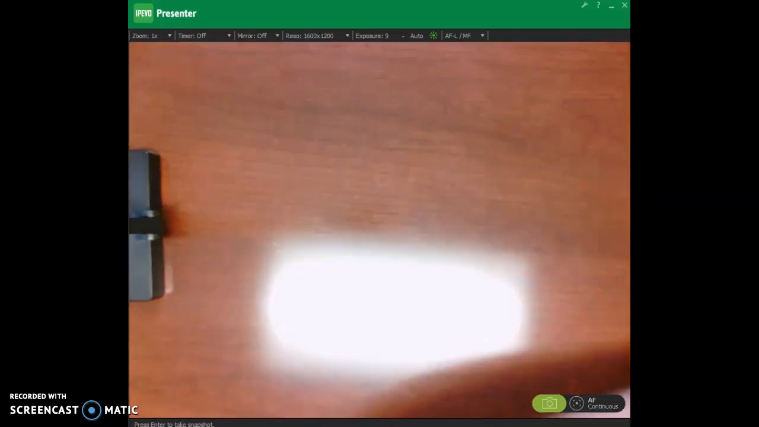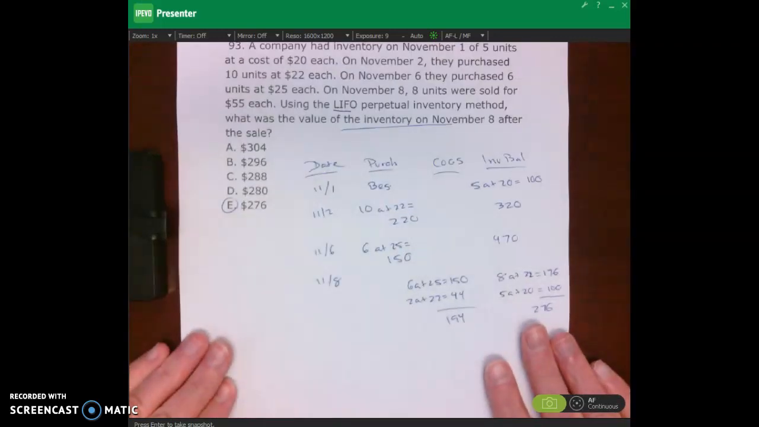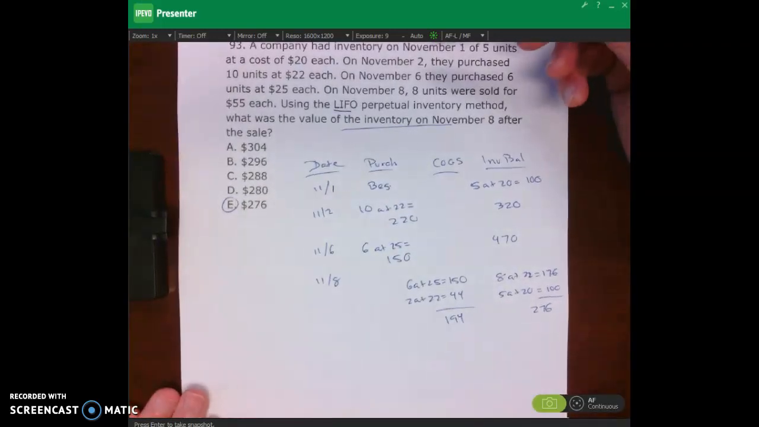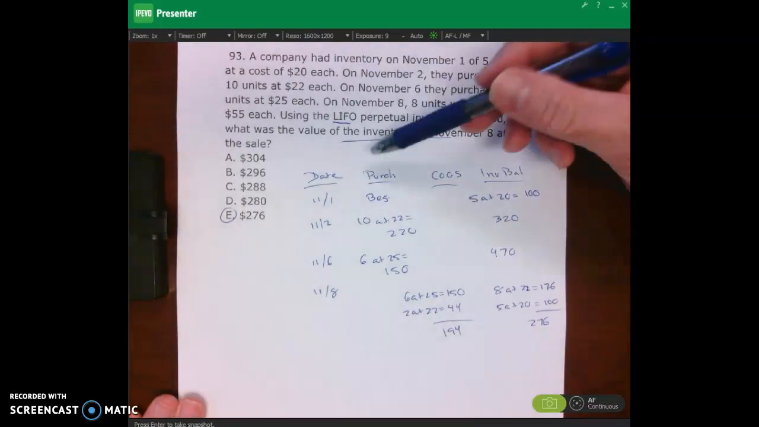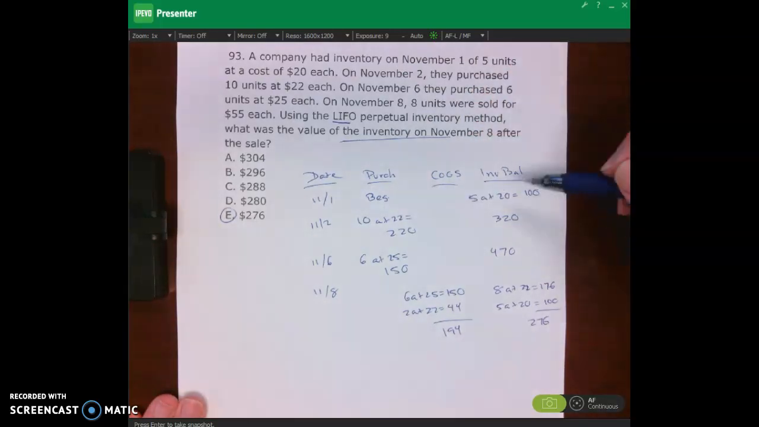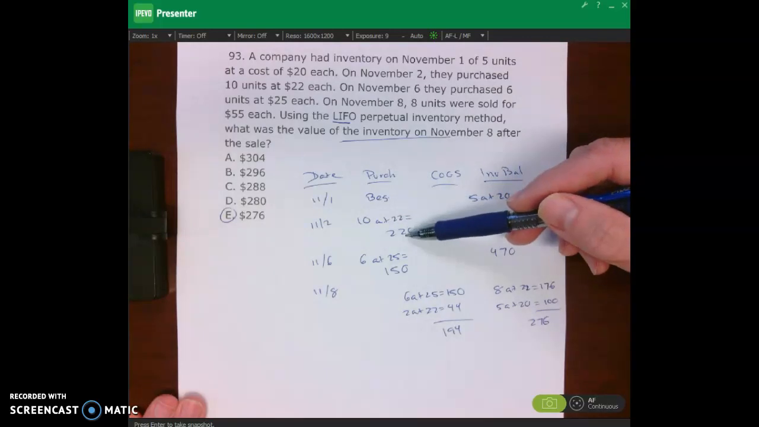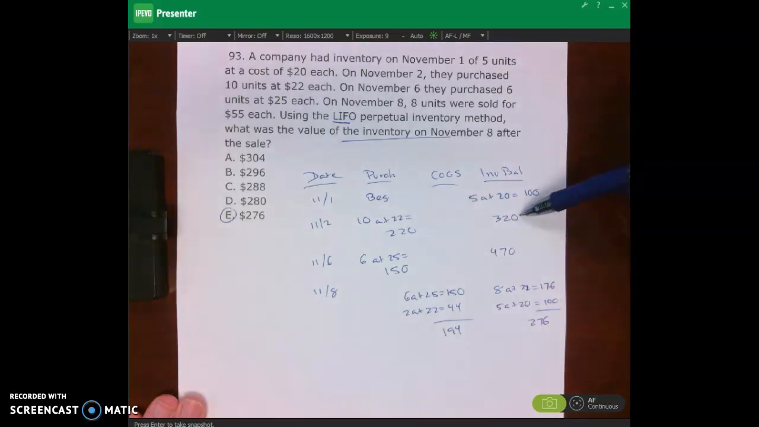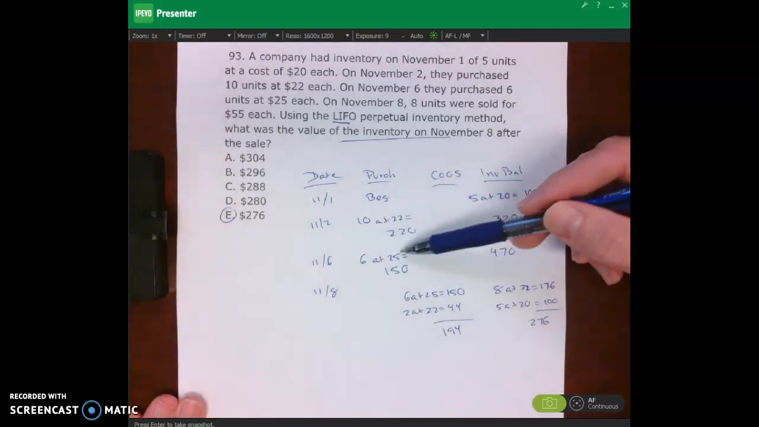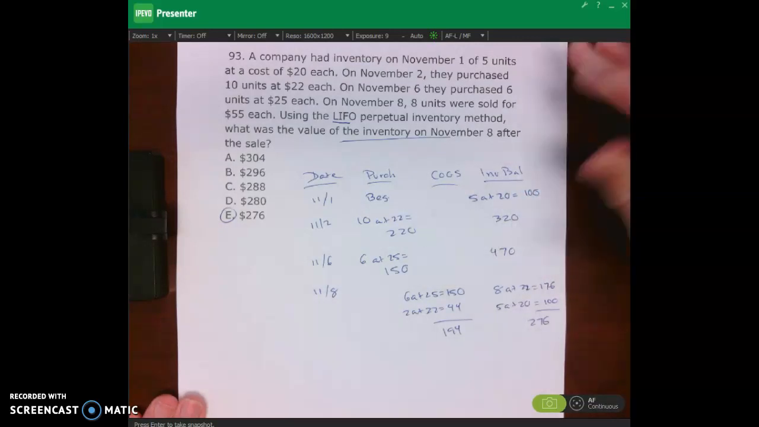Okay? Let's look at number 93. Company had inventory on hand November 1st of 5 units that cost $20 each. November 2nd, they purchased 10 more at 22, gives us 220. You can see with my table, beginning inventory on 11-1 is 5 at 20, which is $100. On 11-2, they purchased 10 more at 22, gives us 220, plus the 100 gives us an inventory balance of 320. On the 6th, we purchased another 6 at 25. That's $150 total, plus the 320 gives us a 470 inventory balance.